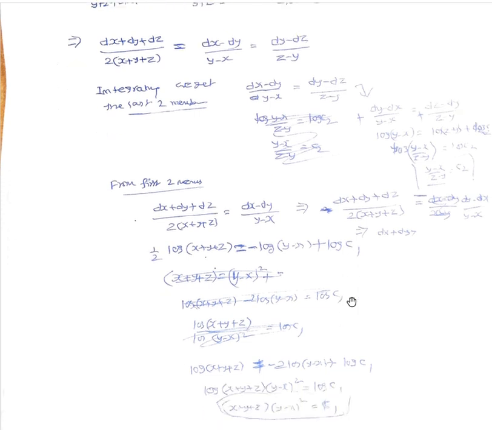So that implies log x plus y plus z is equal to, you move to the right hand side, minus 2 times of log y minus x plus log c1. Now you move to the left hand side, that means log a plus log b means log ab, log of x plus y plus z into y minus x whole square is equal to log c1. Therefore both sides you remove the log. Therefore x plus y plus z into y minus x whole square is equal to c1.